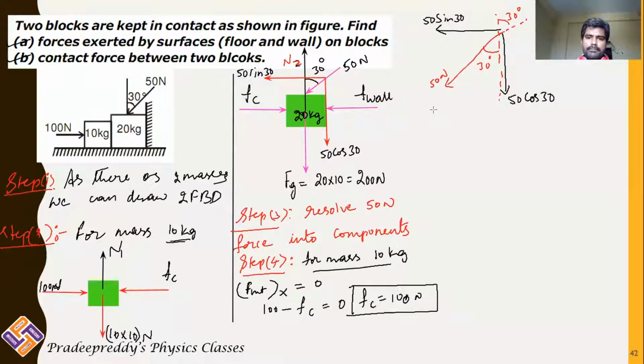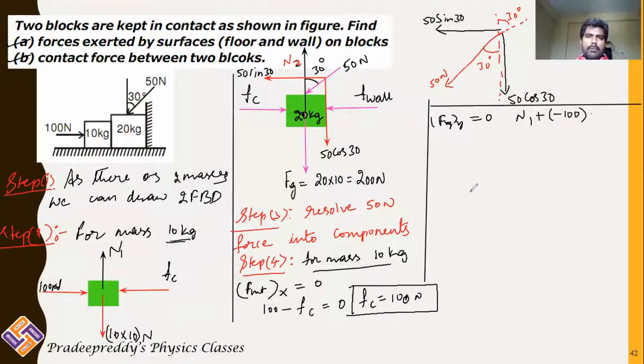We have got it. Next, take along y-axis, F net is equal to 0. Now along y direction, what are the forces acting there? Upward, there is normal reaction N1, downward 100 Newton, that is minus 100 Newton, equal to 0 because body is in the rest position. So normal reaction N1 is equal to 100 Newton. This is from first body.